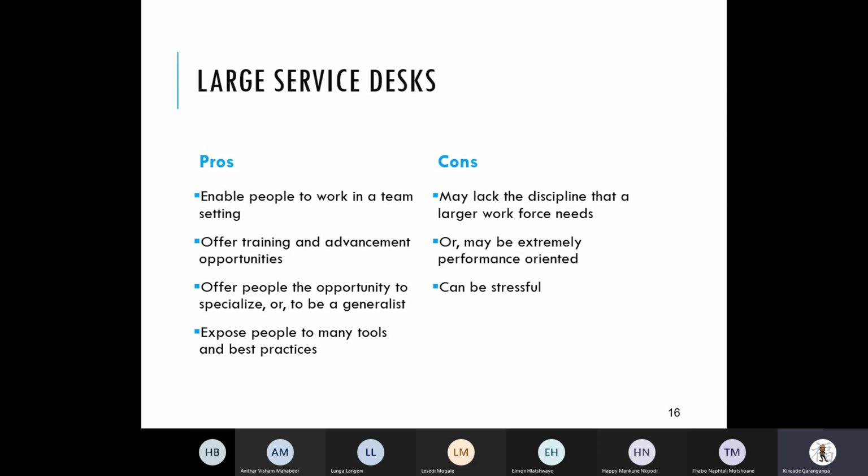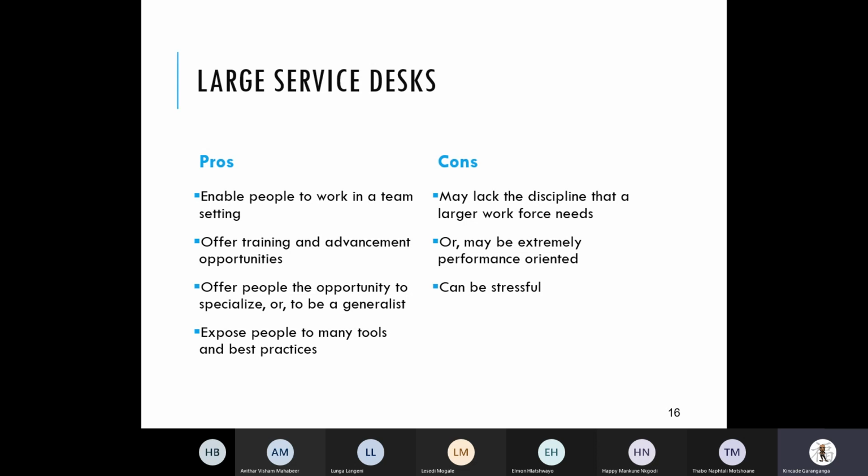And obviously it can be extremely performance oriented, because you've got certain time frames. This is where those SLAs we were talking about can be a bit problematic. They're still necessary and relevant, rather, but it can be a double-edged sword scenario. And it may lack some kind of discipline that a larger workforce would distinctively need. That's the reason why it's important to break it down into smaller teams that can be managed by a team leader or an individual who is there as a supervisor to ensure that the appropriate service is granted.